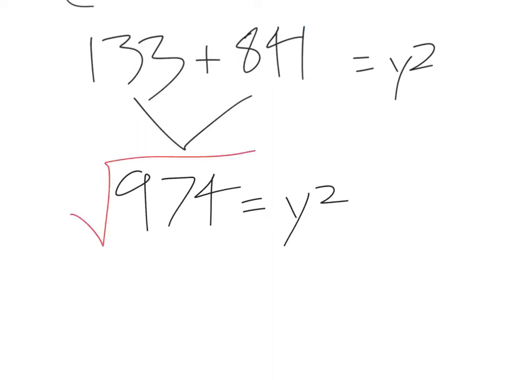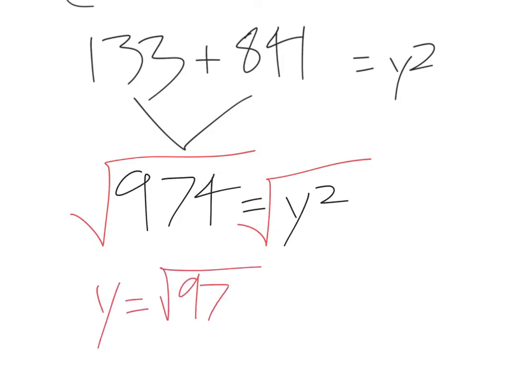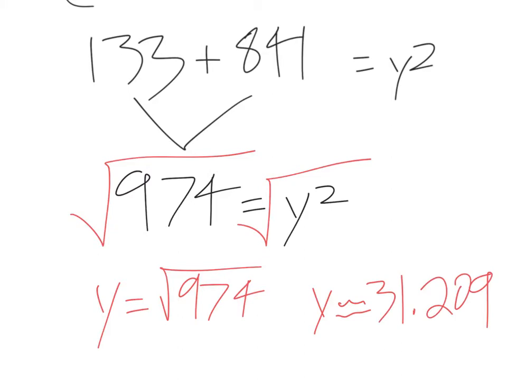So add these two numbers together, and that's going to equal y squared. So we finish this off by square rooting both sides. And so y is going to equal the square root of 974. It's not going to make a perfect number. So you could round it if you wanted to. But like I did with the 133, I want to keep it in the square root if I can. But the square root of 974 is approximately 31.209.